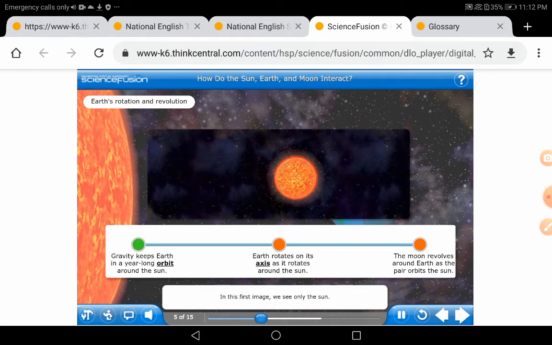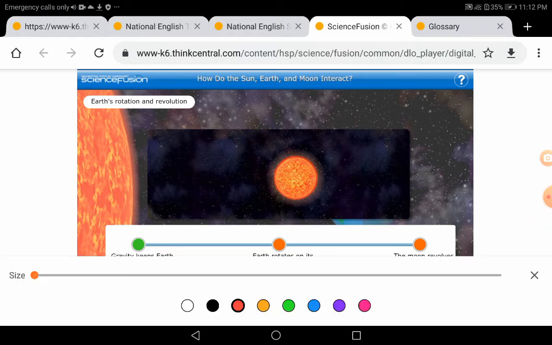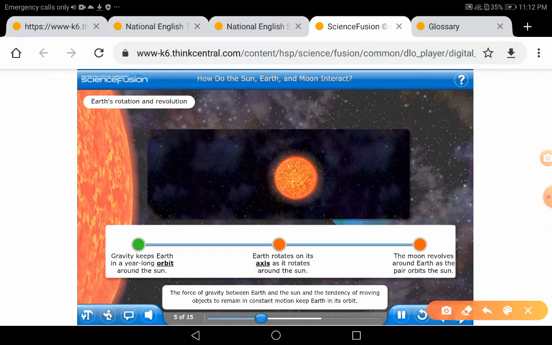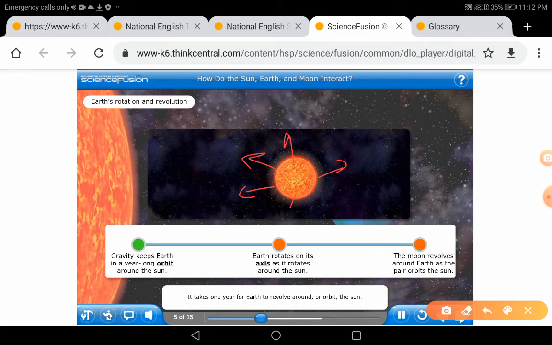Okay, let's start with gravity. In this first image, we see only the sun. The force of gravity between Earth and the sun and the tendency of moving objects to remain in constant motion keep Earth in its orbit. It takes 1 year for Earth to revolve around or orbit the sun. So the sun has great gravity and it takes 1 year for Earth to orbit around the sun.